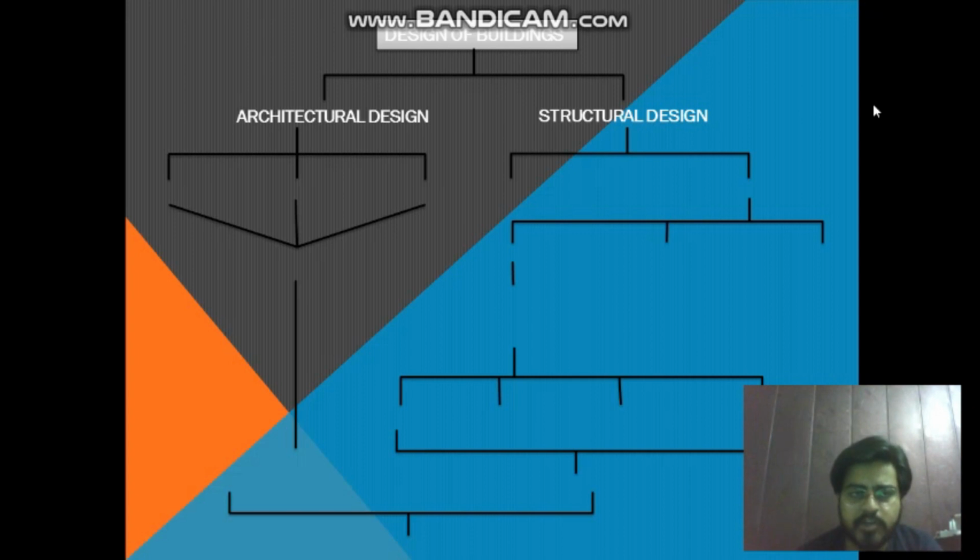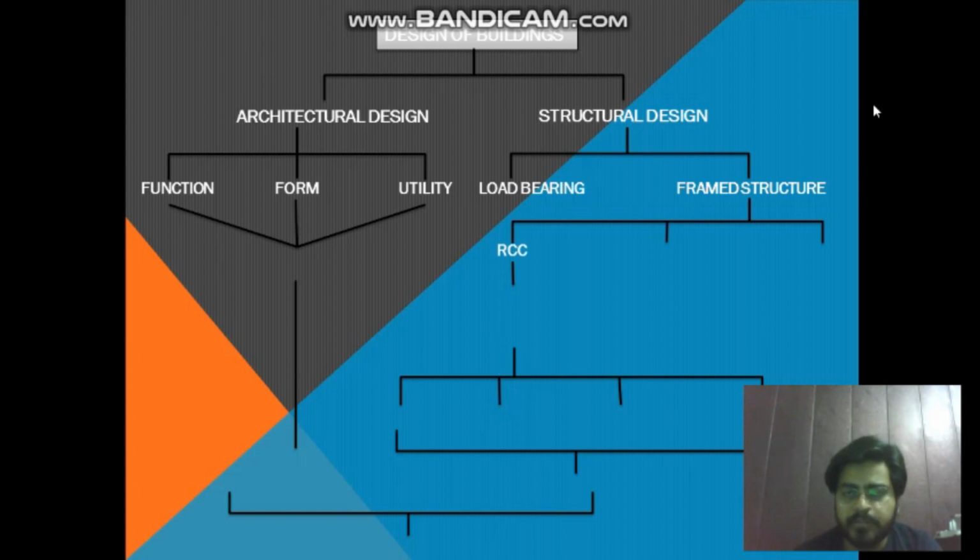The architecture part, the design part, consists of three types: functions, forms, and utility. And the structure part is divided into two parts: load bearing and frame structure. Frame structure consists of three parts: RCC, steel, and timber.